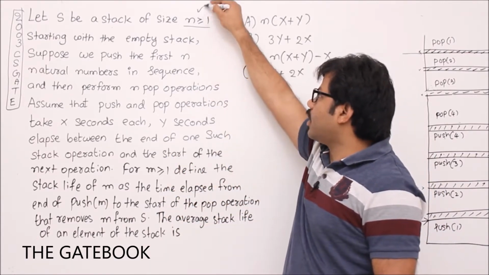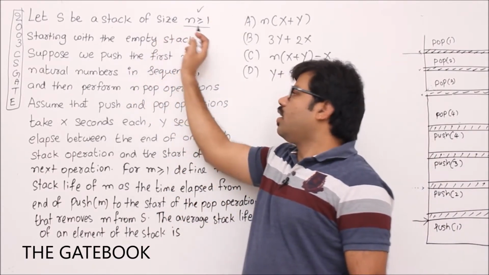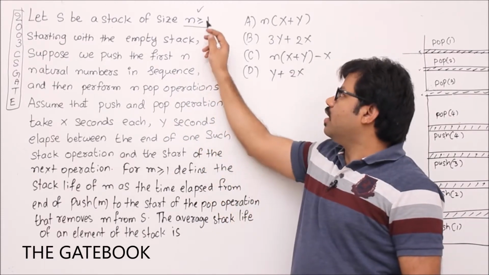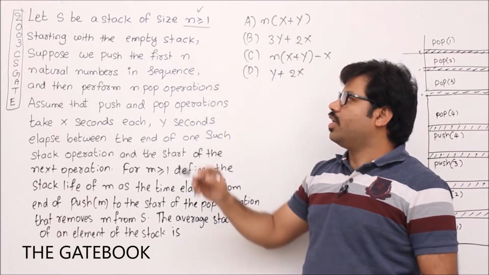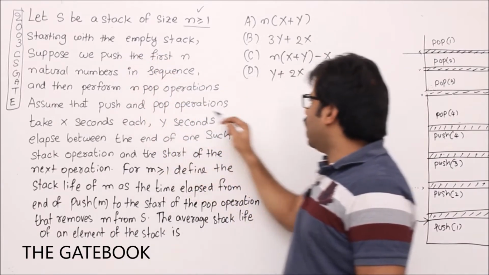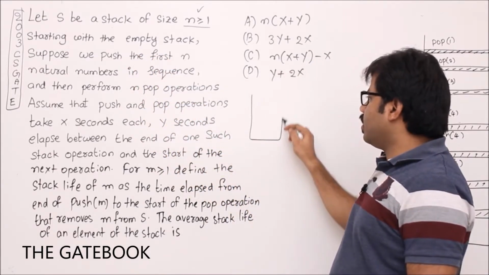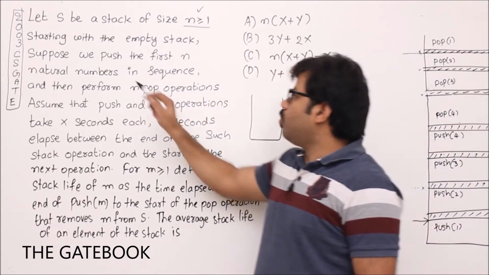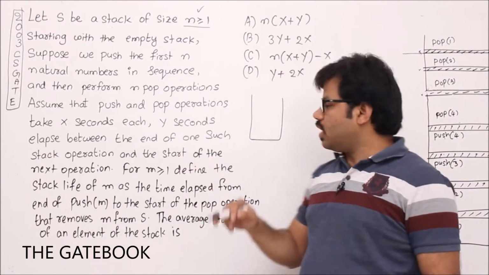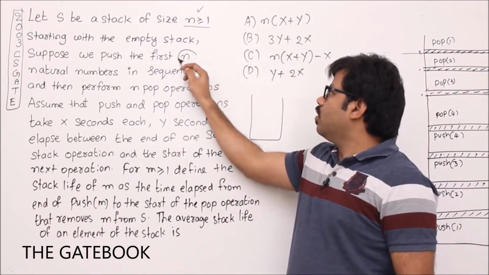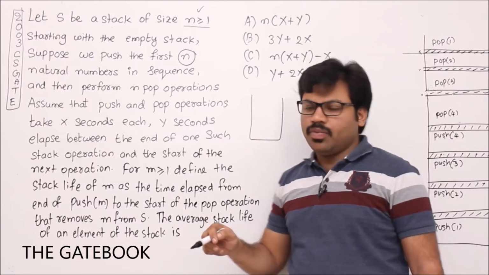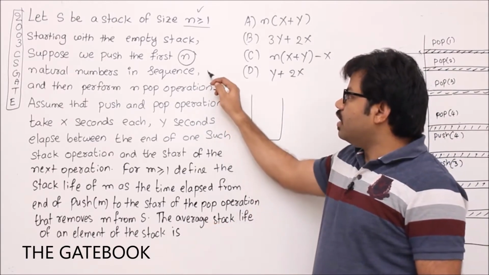First of all, there is a stack. Size is greater than or equal to 1, that means it contains at least one element. So starting with the empty stack, initially you have an empty stack. Then suppose we push the first n natural numbers into such a stack. Then after that, what do you do in sequence?